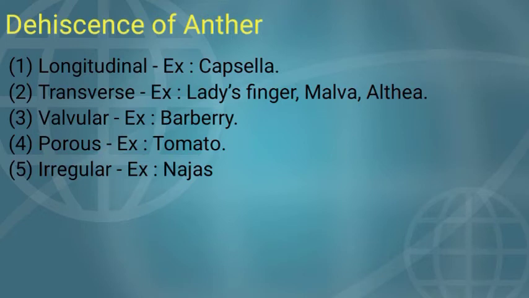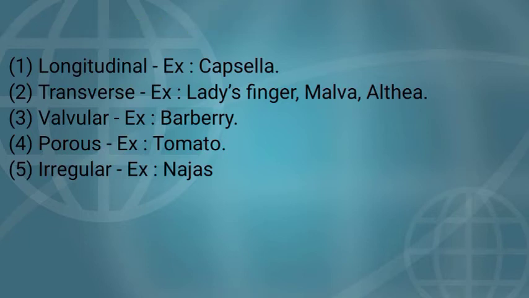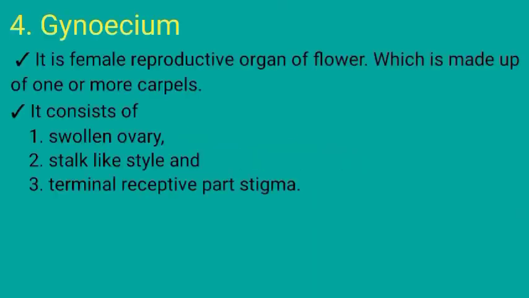Number one, longitudinal dehiscence seen in Capsella. Number two, transverse dehiscence seen in lady's finger, Malva, Althaea. Number three, valvular dehiscence seen in barberry plant, porous dehiscence seen in tomato, and the last one, irregular dehiscence generally seen in the plant Najas.